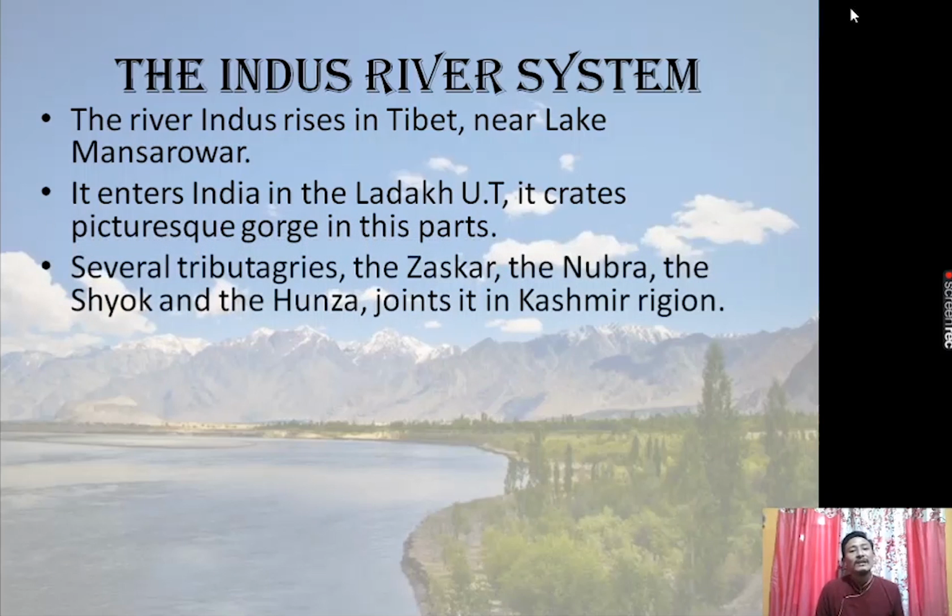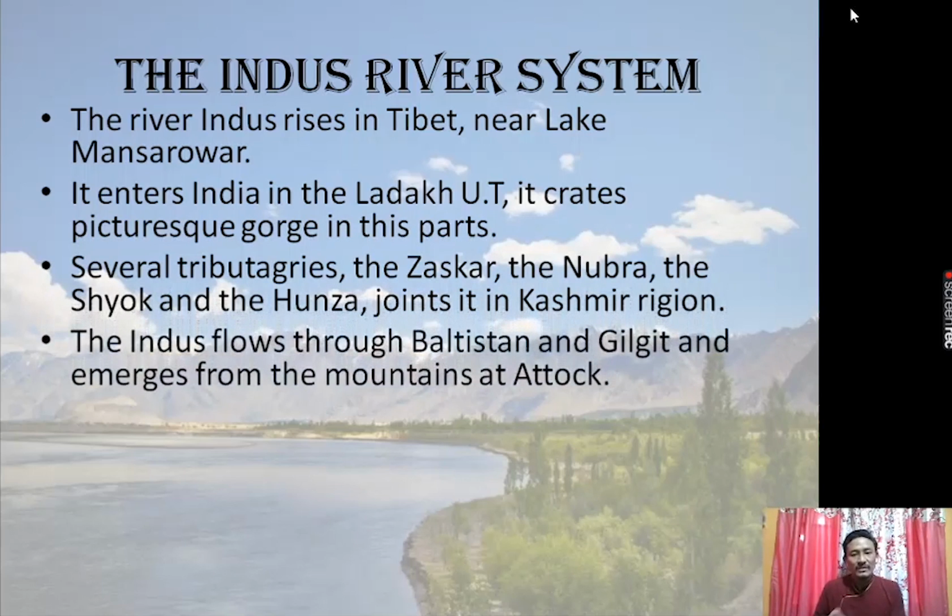After this, we have several tributaries: the Zaskar, the Nubra, the Siok, and the Hunza, right? It joins the Indus in the Kashmir region, but at the same time, other rivers are also there, like Satluj, Beas, Chenab, Ravi, right? We'll come to that later on. The Indus flows through Baltistan and Gilgit and emerges from the mountains at Attock.